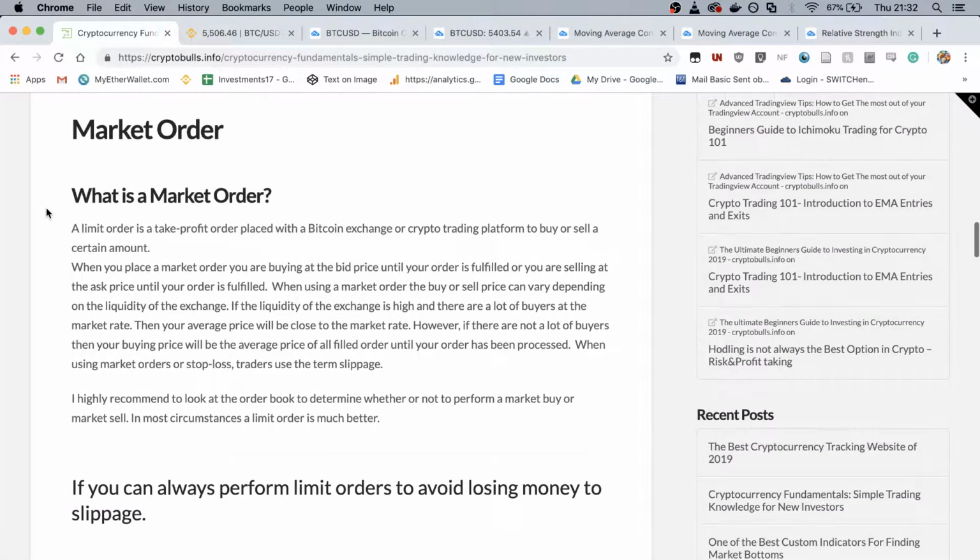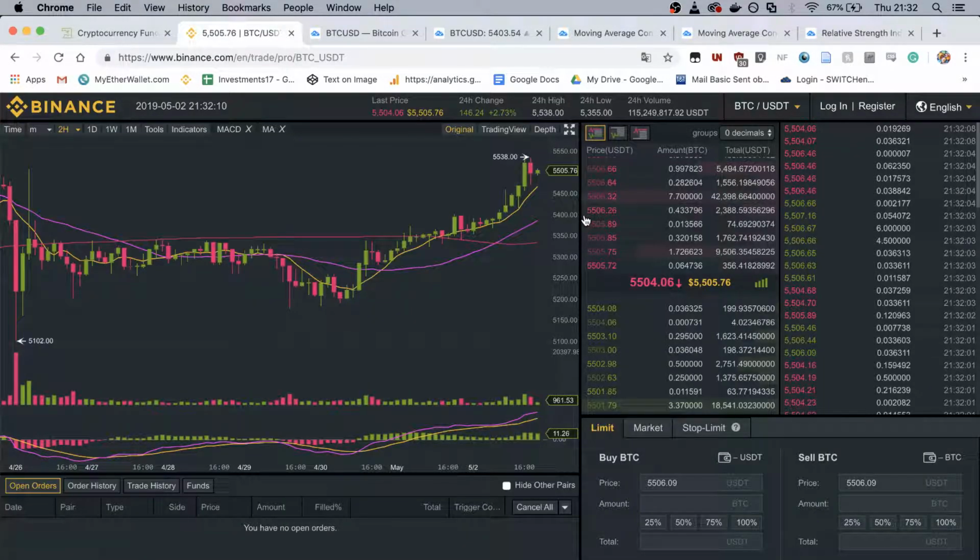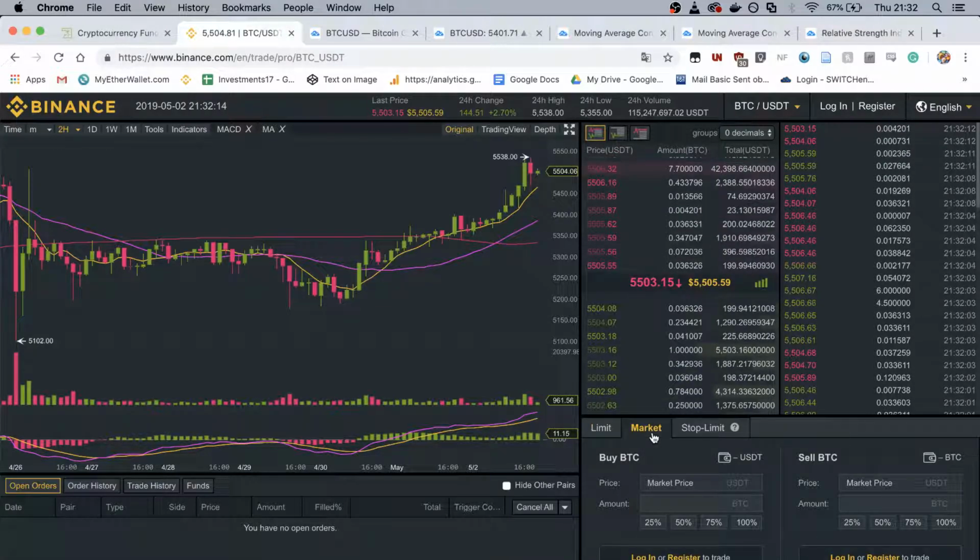Now market order is a lot different. If you're not in a hurry to sell, I don't suggest that you use market order. Market order can be found here. So basically with a market order, you will be selling not only for the price that is here, but your order will be fulfilled at the complete market price. It's a bit more complicated to understand, but I'll try and do my best.